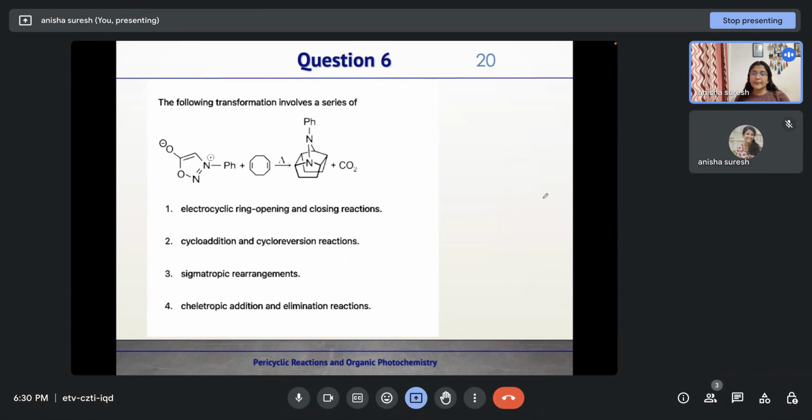Okay, so the correct answer will be cycloaddition and cycloreversion reaction. So the following transformation involves a series of cycloaddition and cycloreversion reactions. So the right option will be option 2.